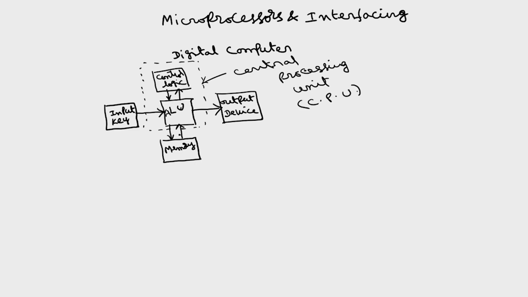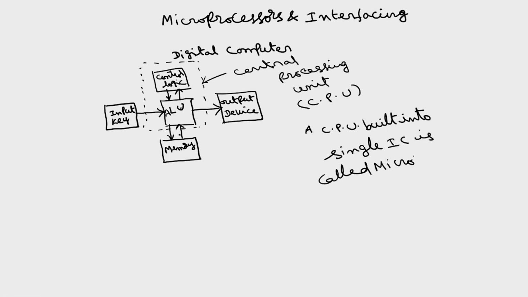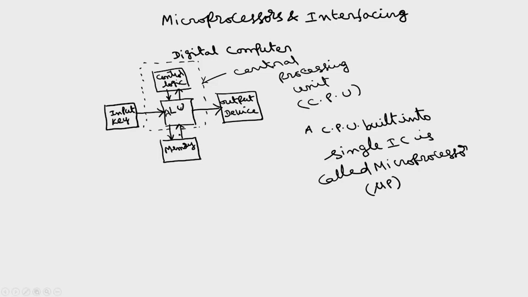So, CPU can be made of different circuits like adder, subtractor, AND operation, OR operation and so on, or otherwise you can build this CPU into a single IC. That single IC is called a microprocessor. A CPU built into a single integrated circuit is called a microprocessor. Normally I will call the microprocessor µP, because µ is the symbol for micro and P is processor.